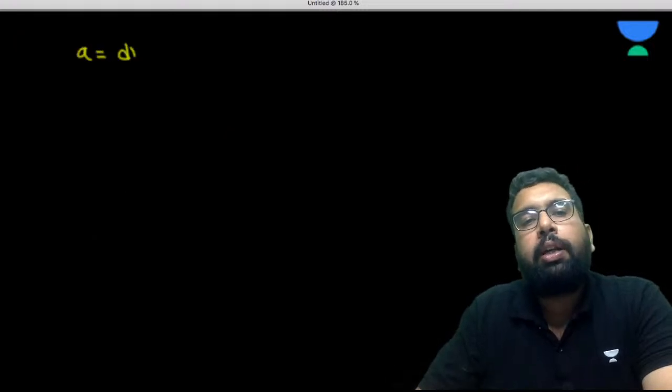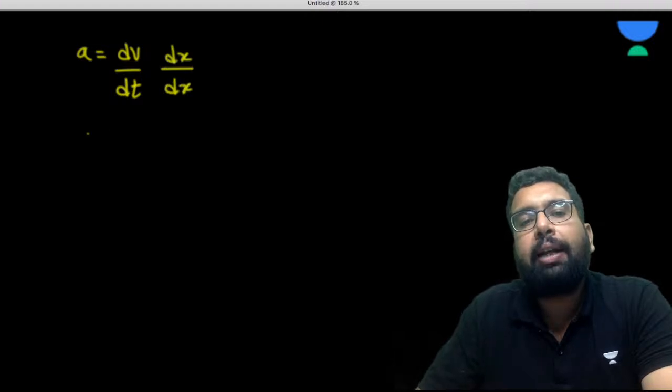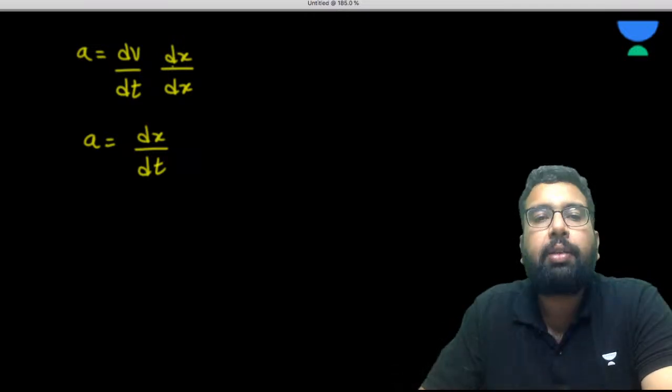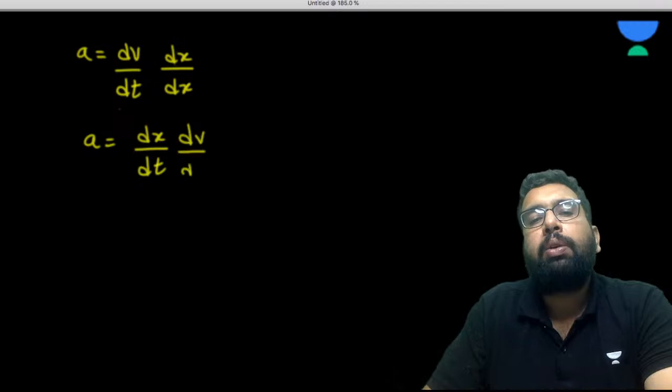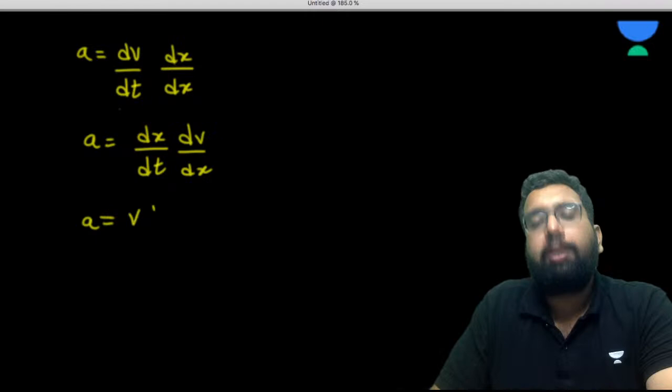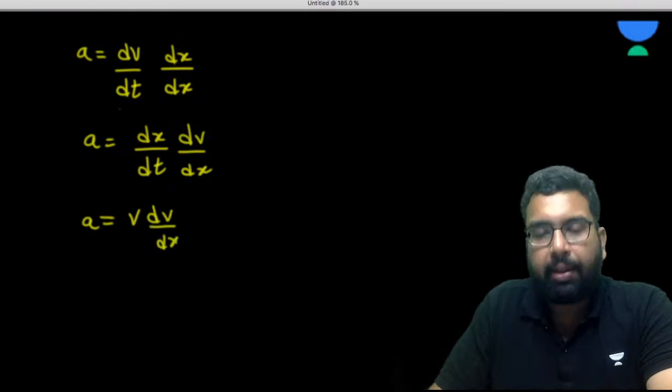like this? Now please observe. a is equal to dv by dt. Okay. Now if I multiply and divide it by dx, can I write it like this? So I am going to write it like this, dx by dt. I have rearranged this expression, taking them together. Then we have dv by dx. So dx by dt is nothing but the velocity, and this is going to be dv by dx, isn't it?